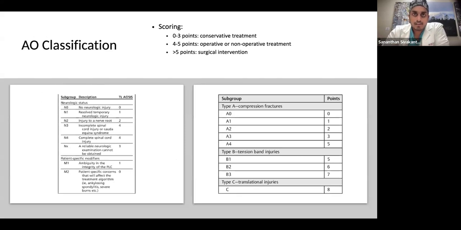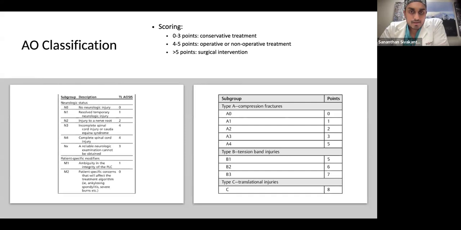They also have a scoring system, and it essentially breaks down to 0 to 3 being conservative, 4 to 5 being operative or non-operative, essentially, again, dealer's choice, and greater than 5 requiring surgical intervention. So that's all I really had prepared. I'm happy to answer any questions.